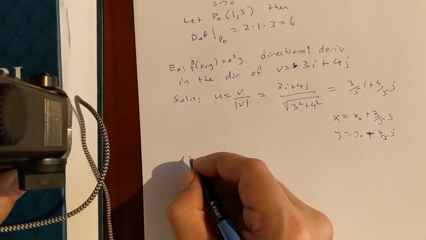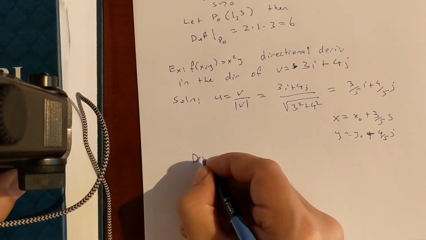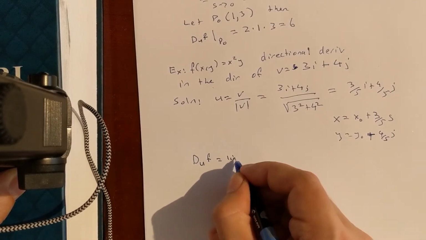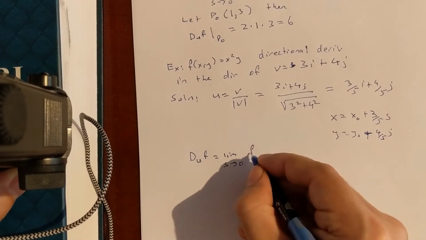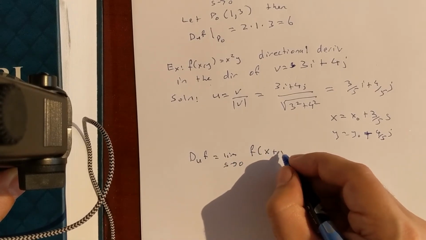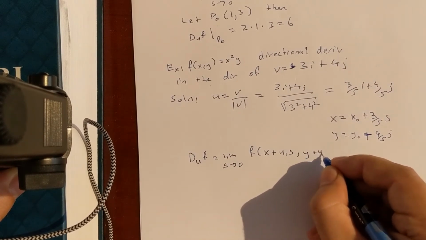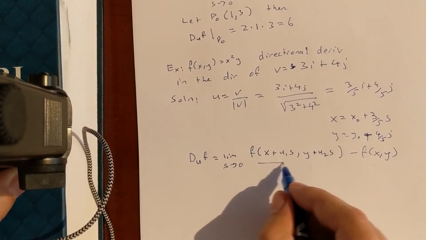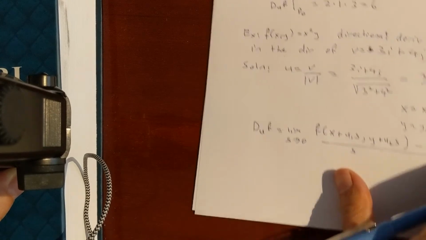So let's write down our formula. The more we write it down, the easier it's going to be to memorize. When I'm talking about the directional derivative of f in the direction of u, what is that going to be? That's the limit as s goes to 0 of f of (x plus u1 s, y plus u2 s) minus f of xy, all over s. So let's plug this in.